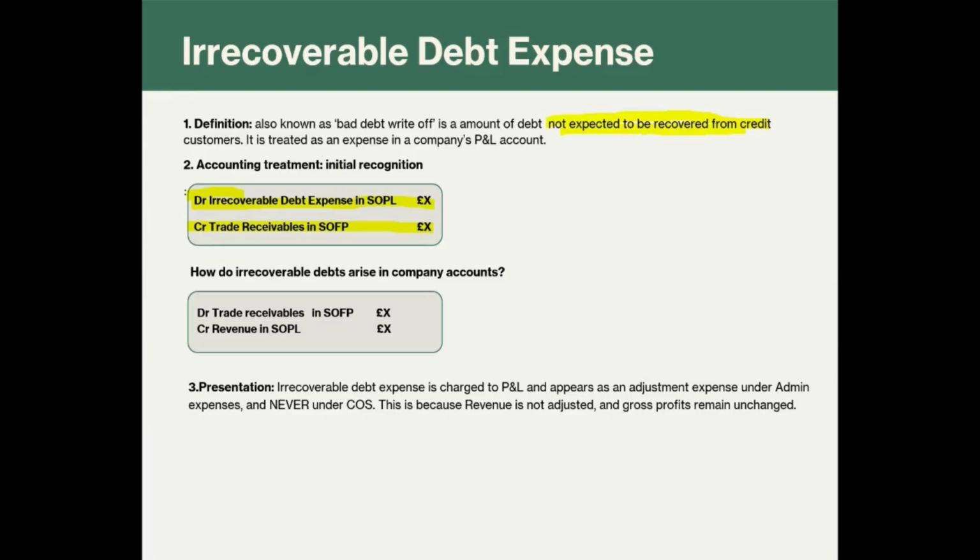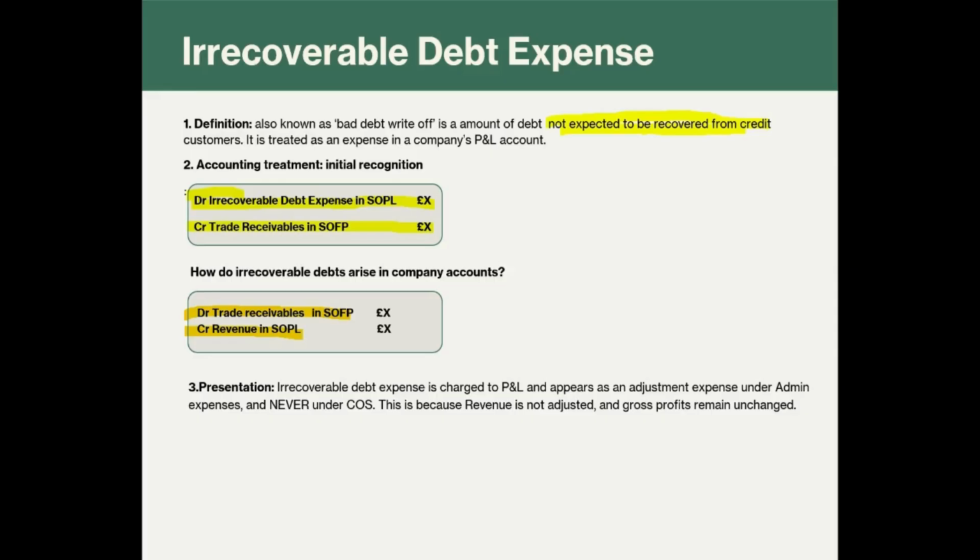To understand this more clearly, let's revisit how the original sale would have been recorded before the customer defaulted. When a credit sale takes place, the business would typically credit revenue and debit trade receivables. Later, if the customer fails to pay, the business recognizes the write-off by applying the double entries we've just discussed. Notice that when a business writes off a bad debt, revenue remains unchanged. This is because the sale has already occurred. The business has delivered the goods or services.